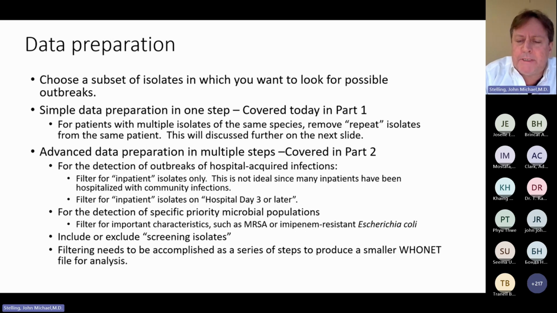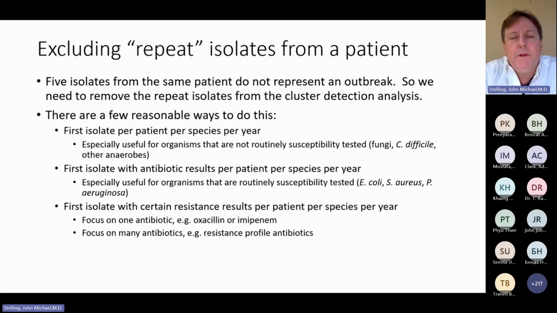Filtering needs to be accomplished as a series of steps to produce a smaller WHONET file for analysis. So you do step 1, find first isolate per patient. Step 2, let's look at the first isolates on hospital day 3 and later, etc. I will talk more about more advanced data preparation in part 2 of this webinar. So today I will focus on simple removal of repeat isolates.